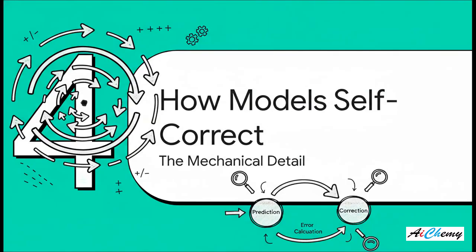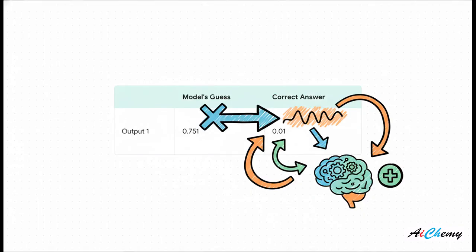Okay, so we know the model improves by iterating, but how, mechanically, does it make even a single one of those corrections? Let's zoom in as far as we can and look at just one loop in this process. So let's get really concrete for a second. In this example, for a certain input, the model was supposed to output 0.01. Instead, it guessed 0.751. I mean, that's a pretty big error, right?